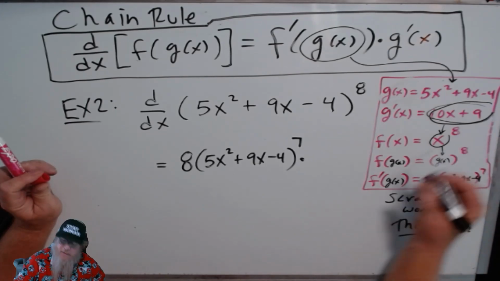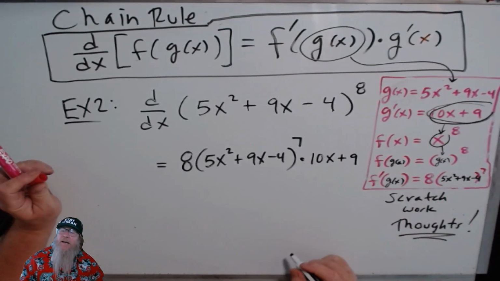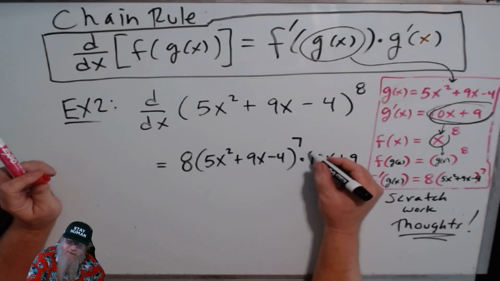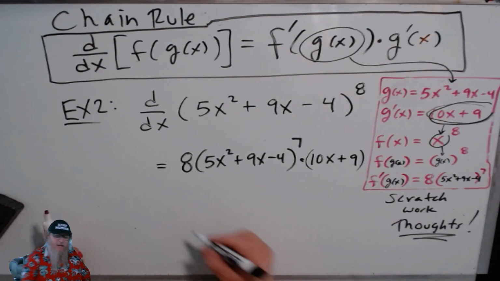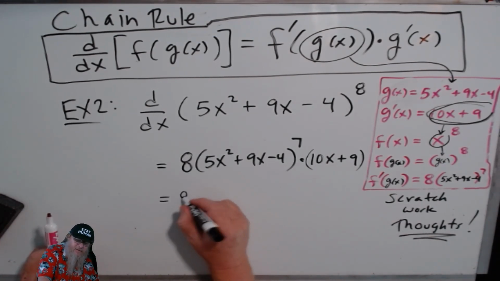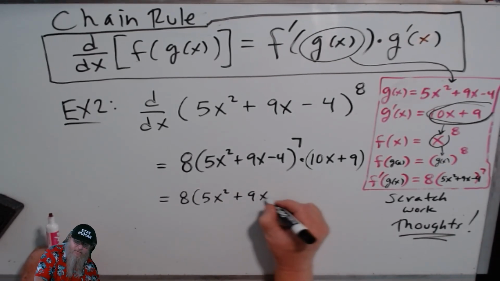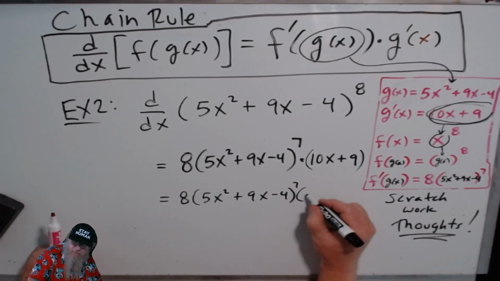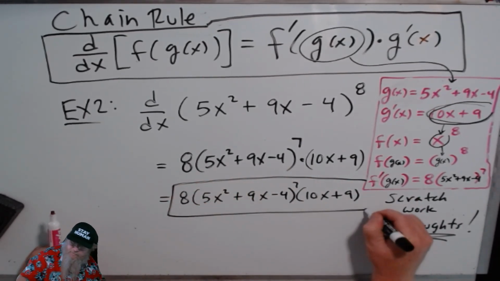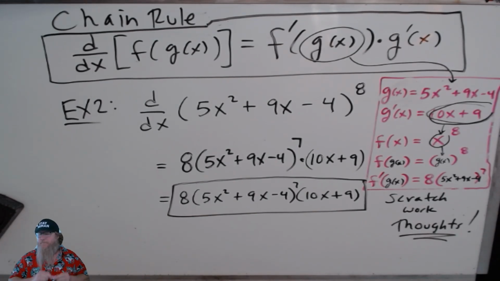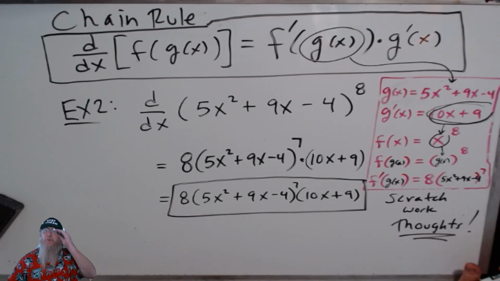G prime is typically very easy. It's 10x plus 9. And just to be safe, I'm going to use an extra set of parentheses. If I have parentheses, I usually don't use a dot. So I would write the answer like this. There you go. So that's the chain rule.